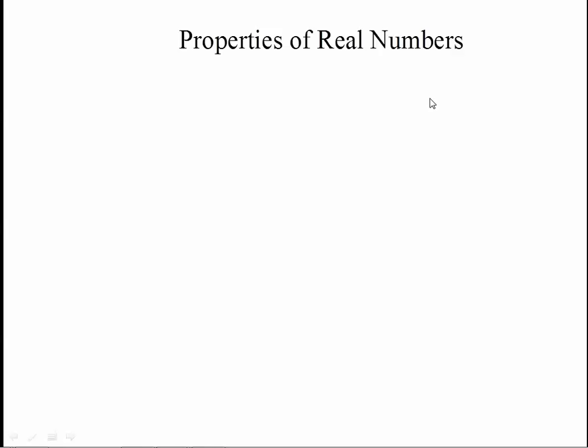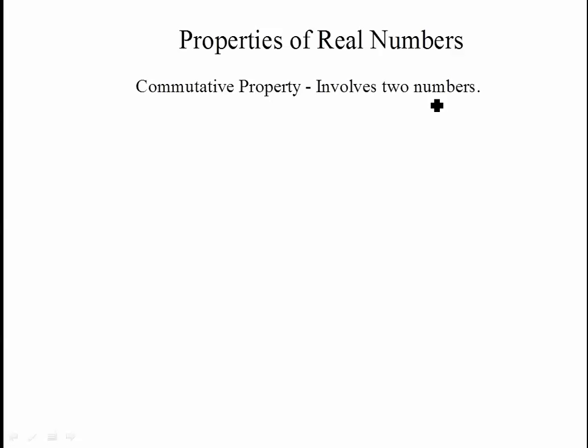So another concept that we need to talk about are the properties of real numbers. And the first property we will talk about will be the commutative property. And the commutative property always involves two numbers. So it may be in a bigger problem that has lots of different numbers, but if the focus of the change or what's happened is on two numbers exclusively, it's the commutative property.